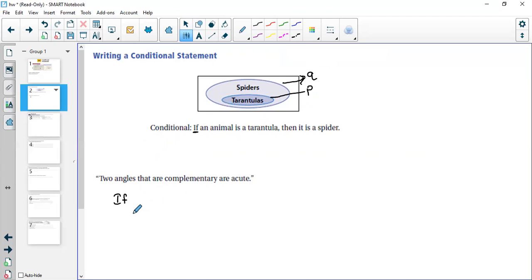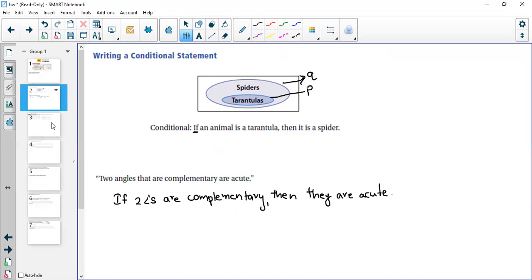If, then what's going to be the next one? If two angles, so we say if two angles are complementary, then they are acute. Simple, you just need to replace the words if and then in the sentence and write the conditional statement. So if two angles are complementary, then what will happen? Then they are acute. So this is how you write a conditional statement.